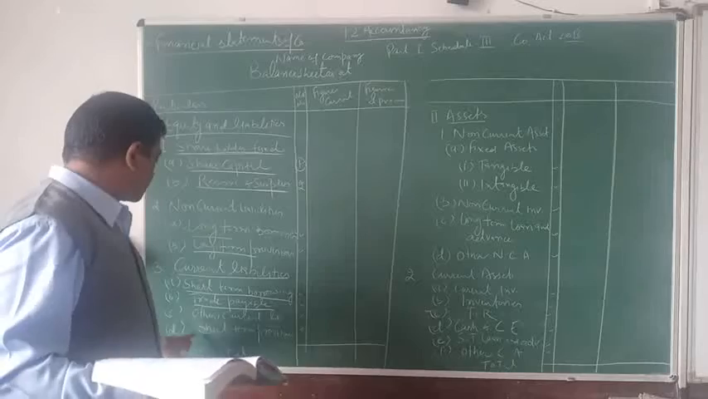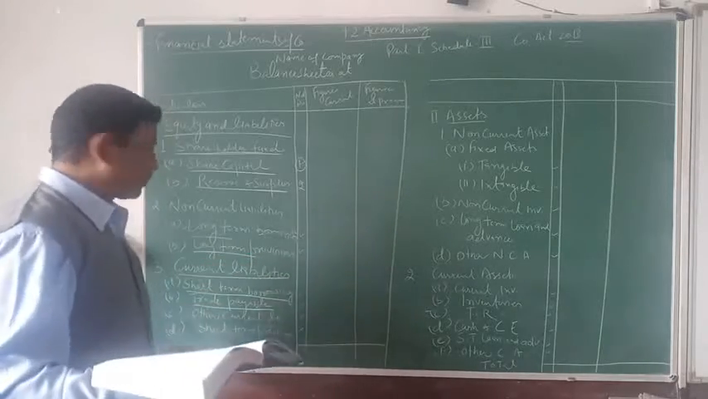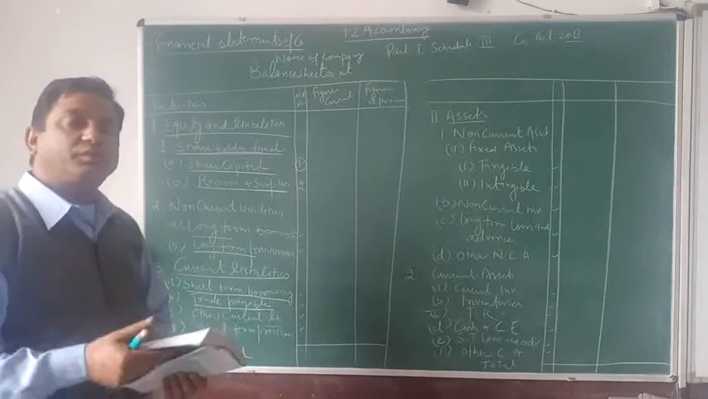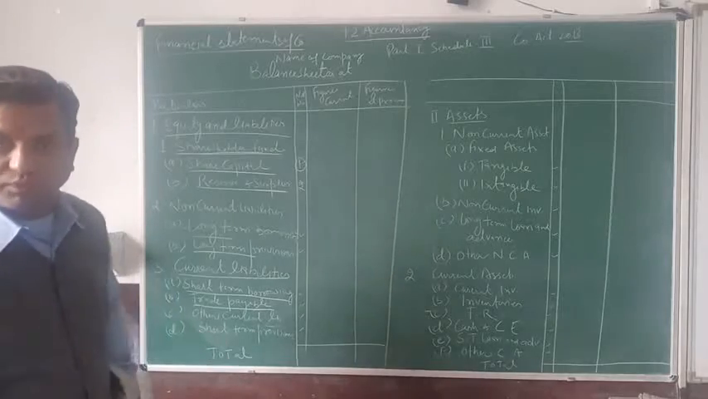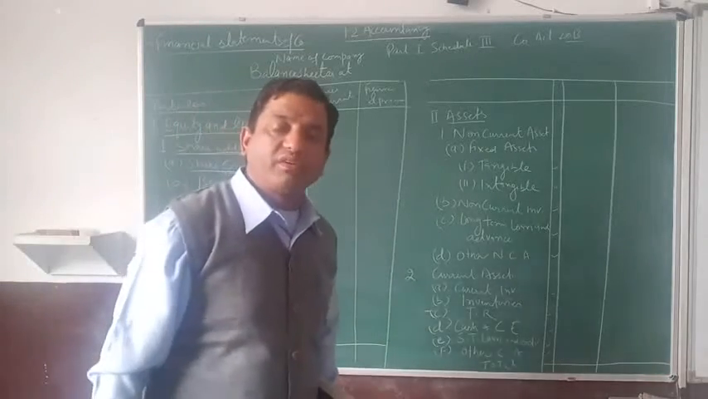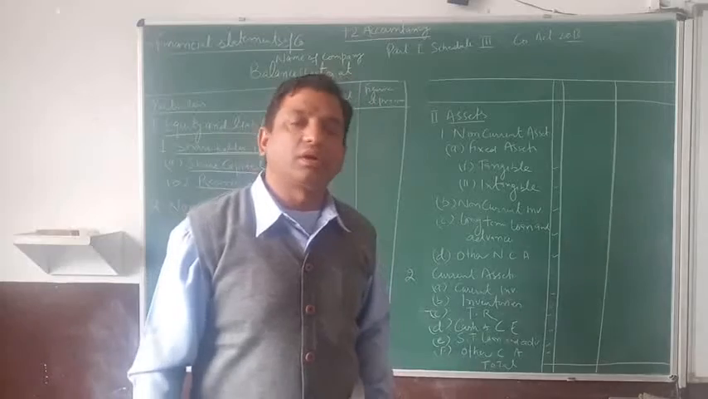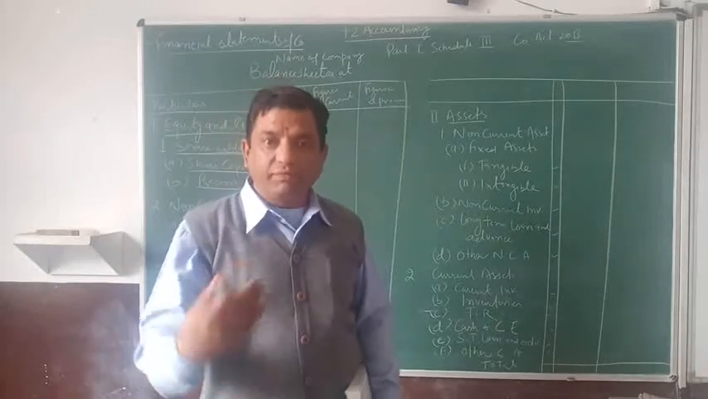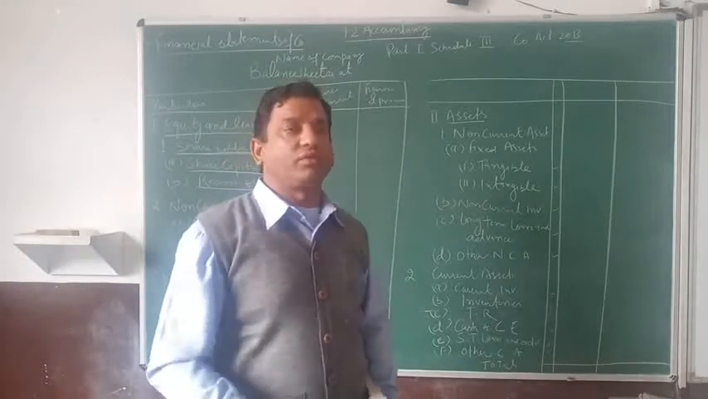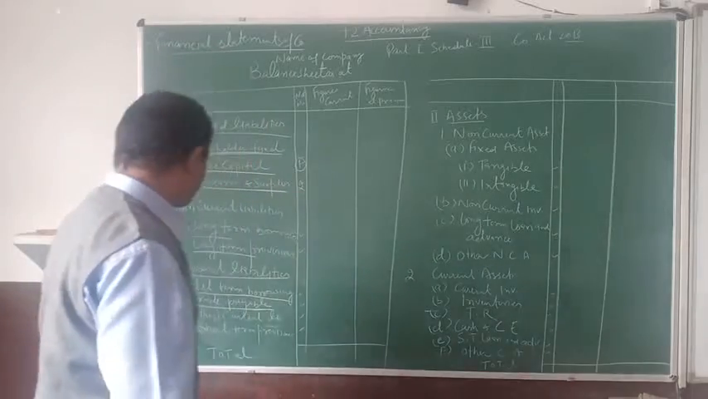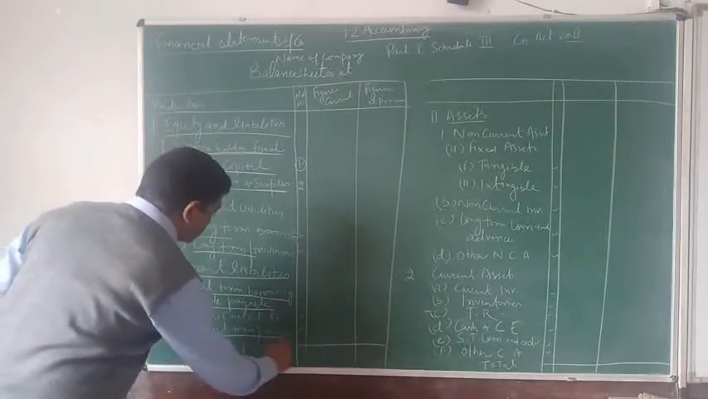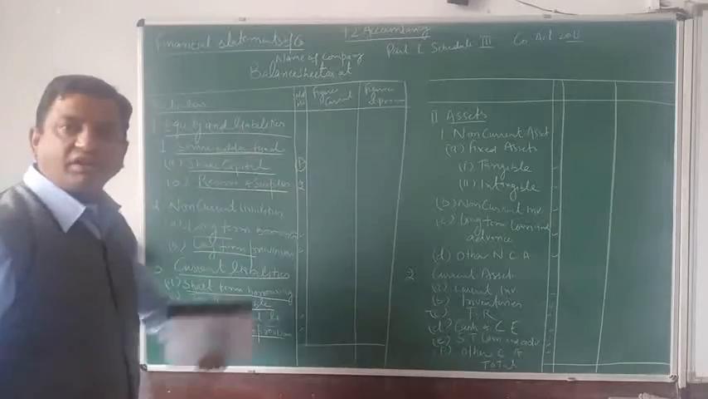Now the next is short term provisions. If any provision is being made for 12 months, इसमें आप लिख सकते हो provision for taxation, provision for depreciation if it is for 1 year, or provision for dividend, which is called proposed dividend. This is short term provision. ये हो गई liability side.